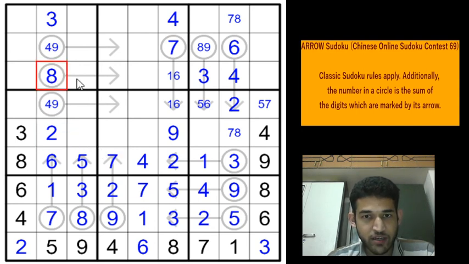And for the 8, 1 7 can be possible. 7 is here, so this will be a 7 and this will be a 1, and 2 6 is also possible. So 2 is here, so this will be a 2 and this will be a 6, but 3 5 is not possible because 3 you have here. So these are the only possible options there.